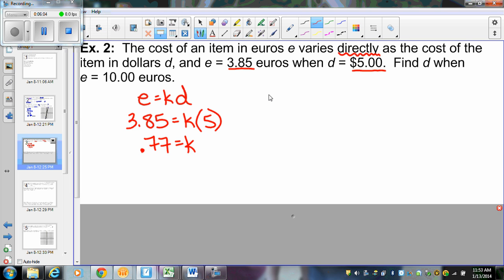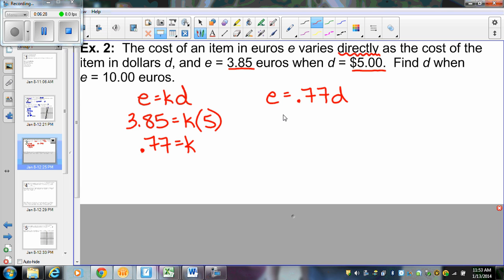So your formula is now E equals 0.77D. Now, just on a side note, what does this mean? This means that a euro is worth 0.77 of a dollar. So every dollar is only worth 77 cents, or however you want to put it, 0.77 of a euro.